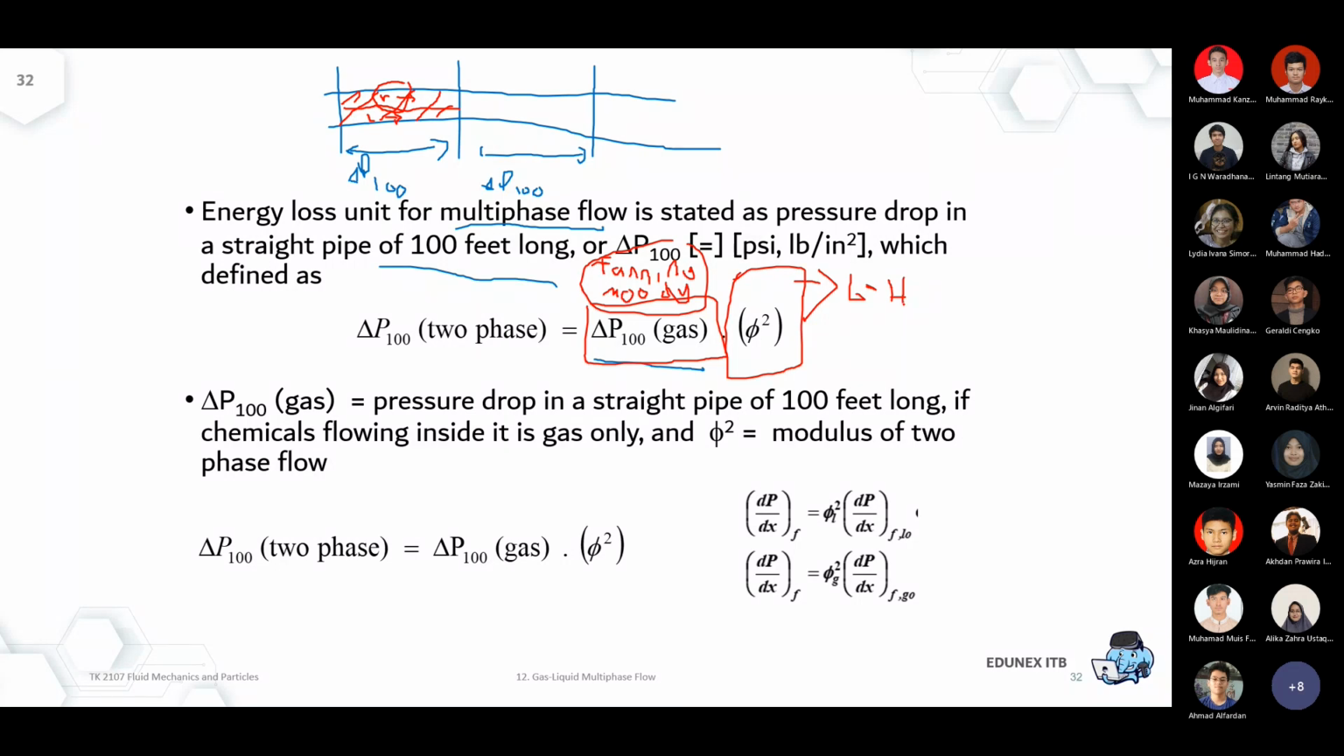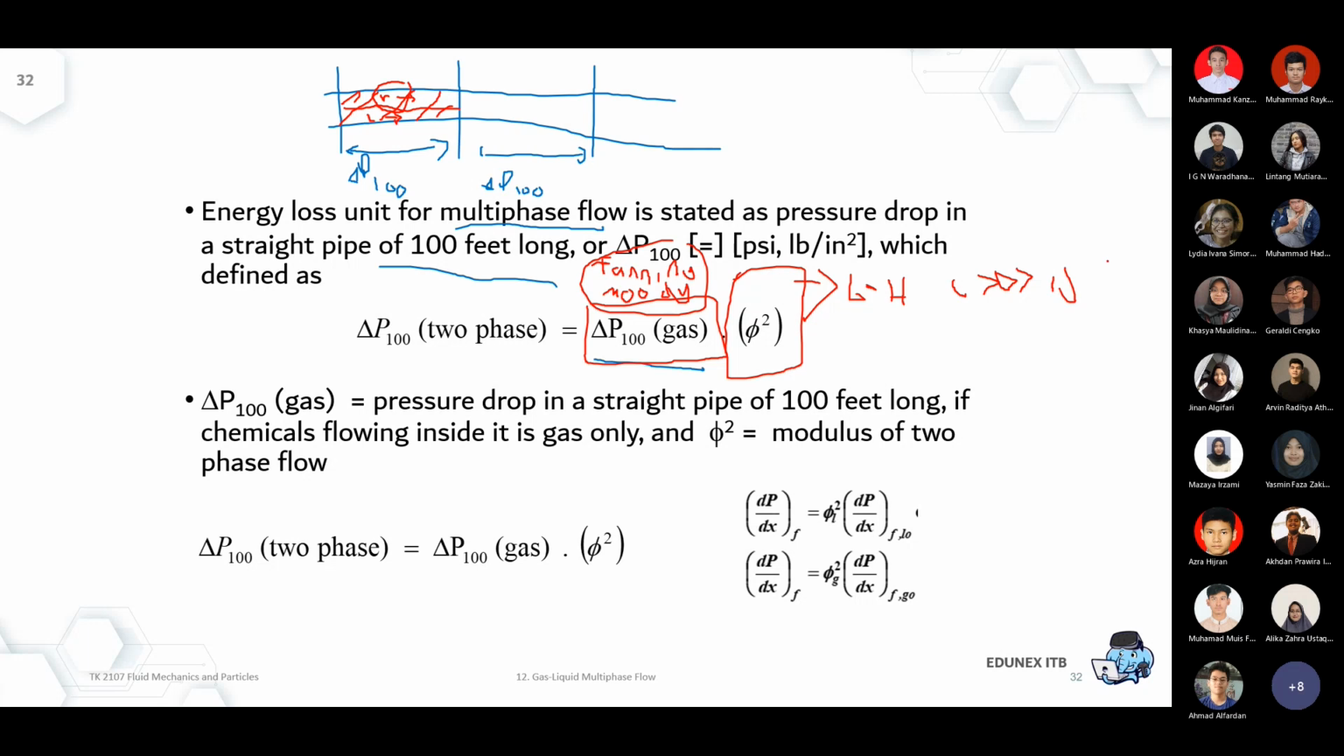On top of the typical gas pressure drop, it will be multiplied by the Lockhart-Martinelli coefficient. And the coefficient factor is likely to be bigger than 1. Why? Because based on the observation, based on the experiment, it was found that two-phase mixed flow has a bigger pressure drop than pure gas flow.